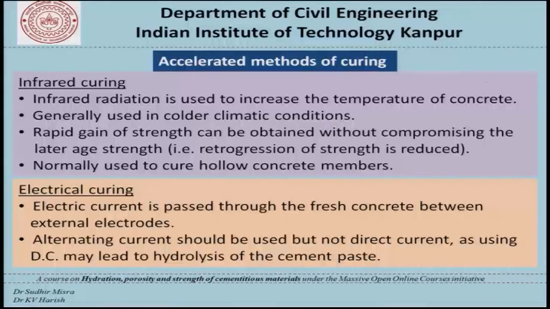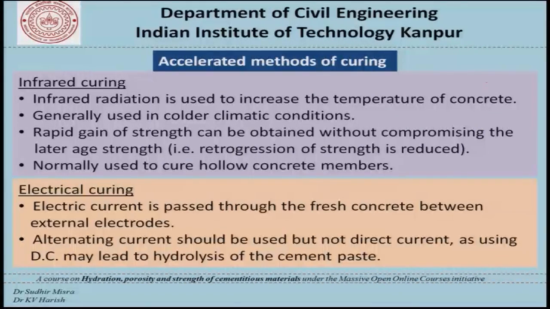Continuing with methods for accelerated curing, there is infrared curing, which means infrared radiation is used to increase the temperature of concrete. Generally used in colder climate conditions, rapid gain of strength can be obtained without compromising the late age strength, and normally used to cure hollow concrete members.